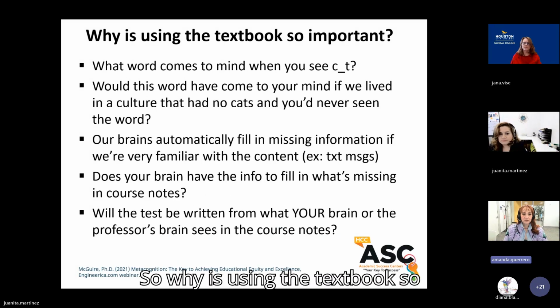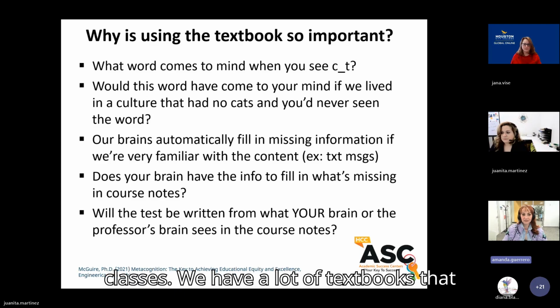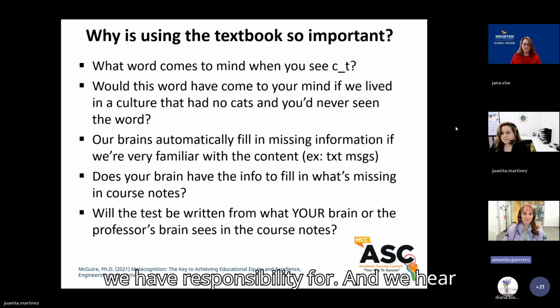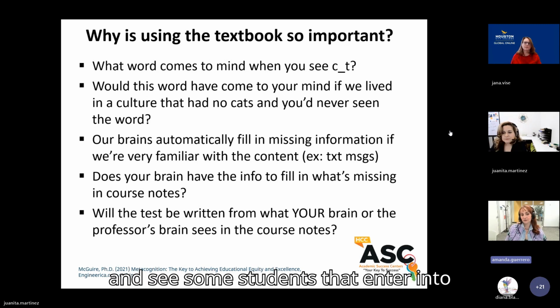So why is using the textbook so important? We have a lot of classes, we have a lot of textbooks that we have responsibility for, and we hear and see some students that enter into their courses and don't even purchase their textbooks. But let's talk a little bit about the importance of using your textbook.